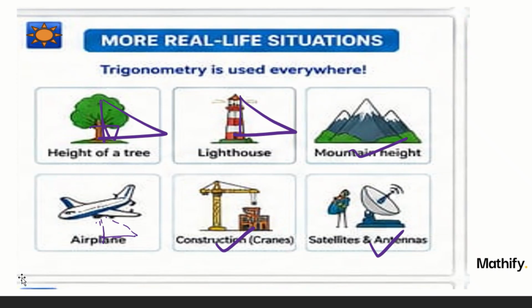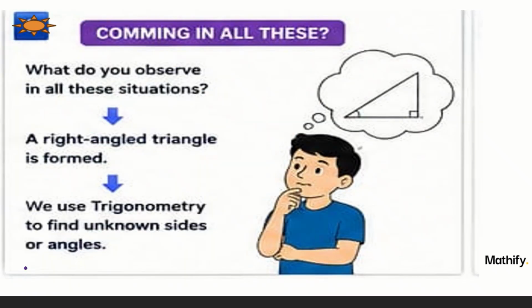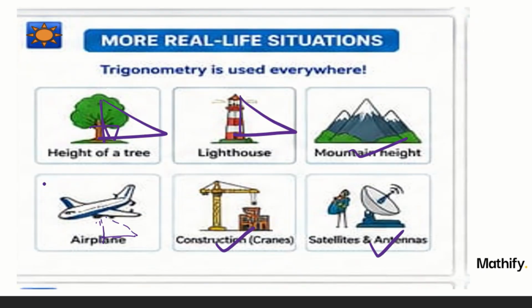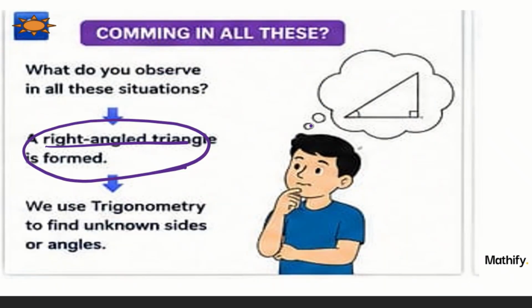Now, coming in all these, what do you observe in all these situations? A right angle triangle is formed. In all the previous situations, you can see the right angle triangle is formed. We use trigonometry to find unknown sides or angles.